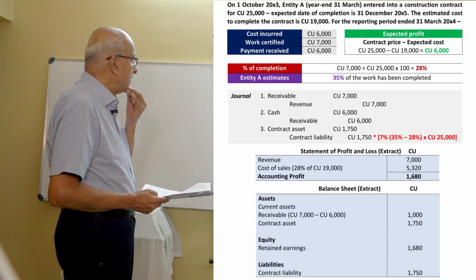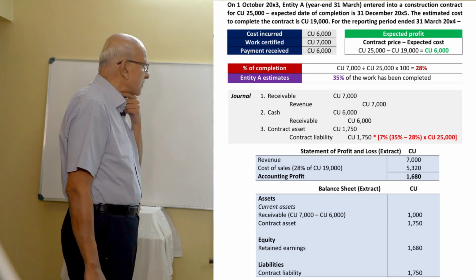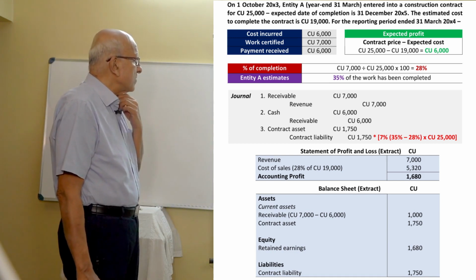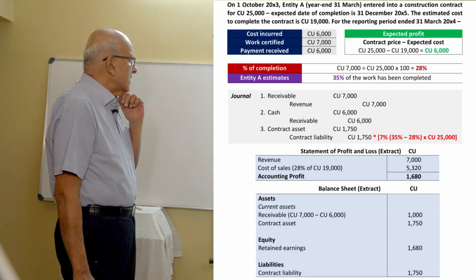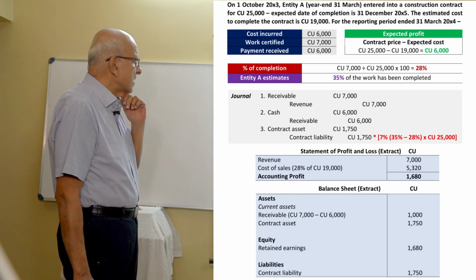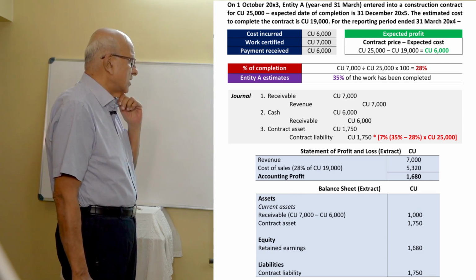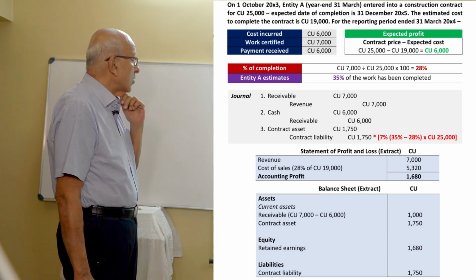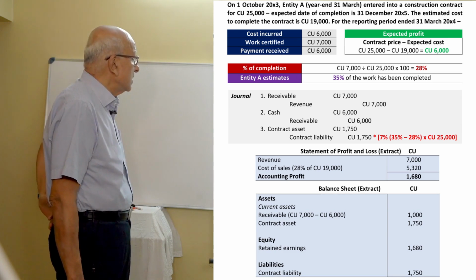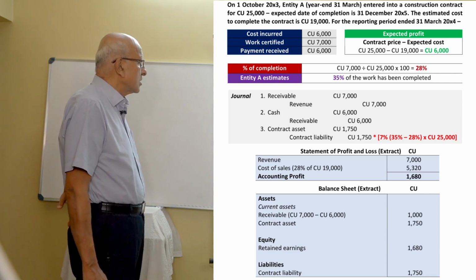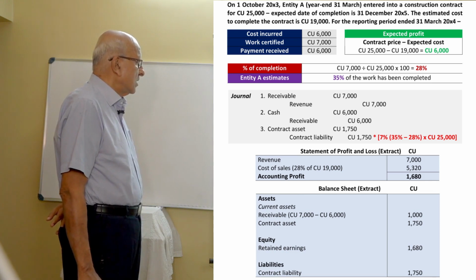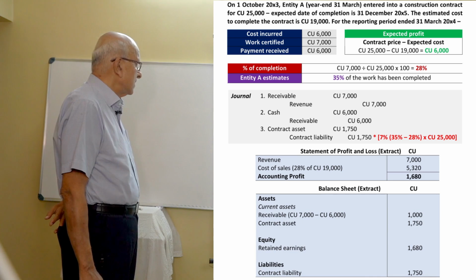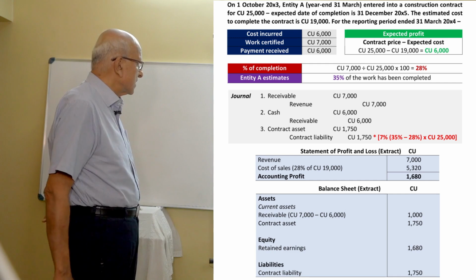So expected profit is the difference between the contract price and the expected cost. That is 25,000 minus 19,000, that is 6,000. The percentage of completion is 7,000 divided by 25,000 into 100. Total contract price is 25,000. Work certified is 7,000. So 7,000 is 28% of the total contract that is completed. So profit has to be taken on that percentage, 28%.